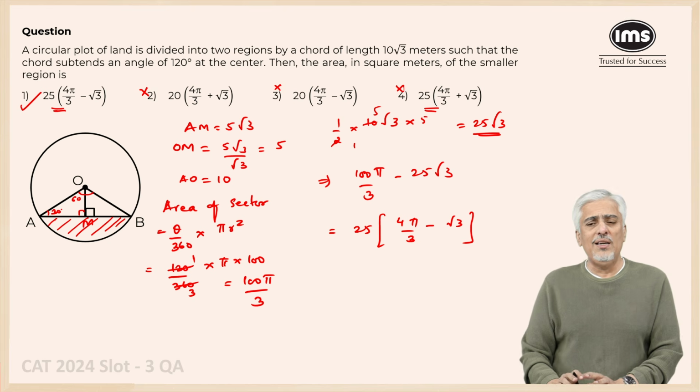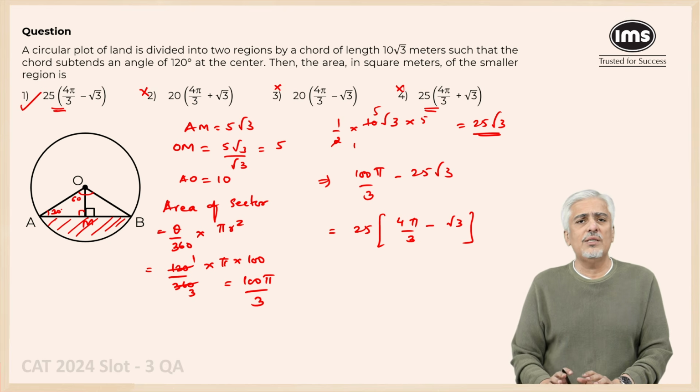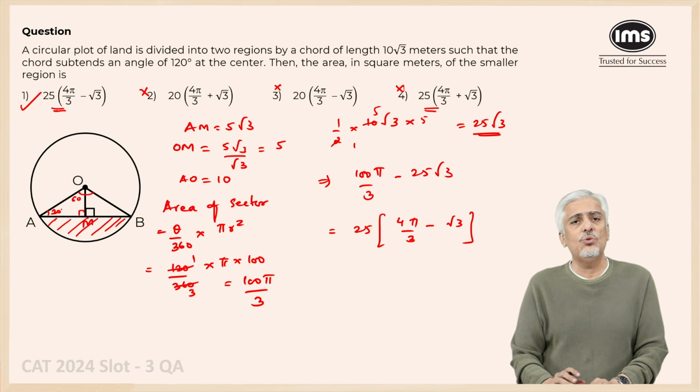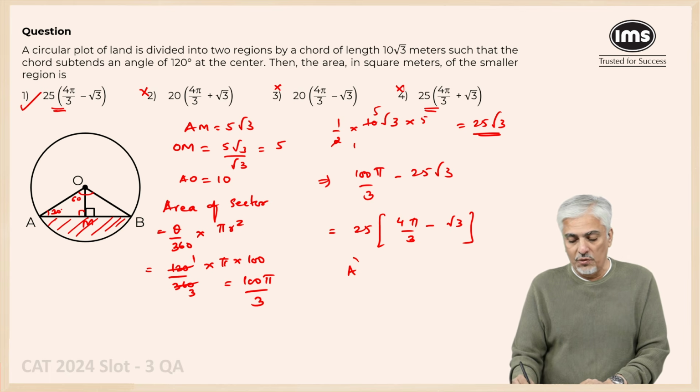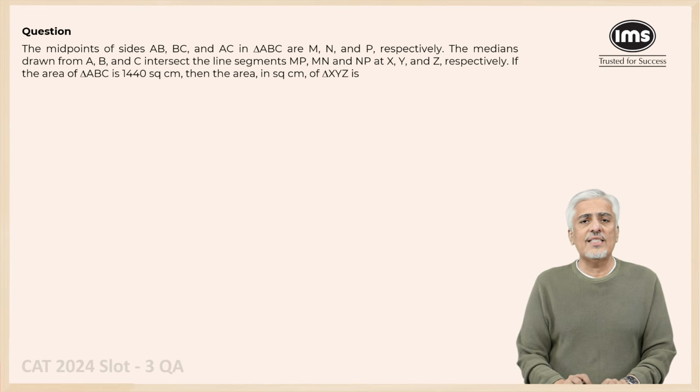So according to me, a very standard question of geometry, nothing really difficult, based on using the 30, 60, 90 theorem. So unless you are really weak in geometry, this was a question of level A, otherwise level B. Let's have a look at the next question.